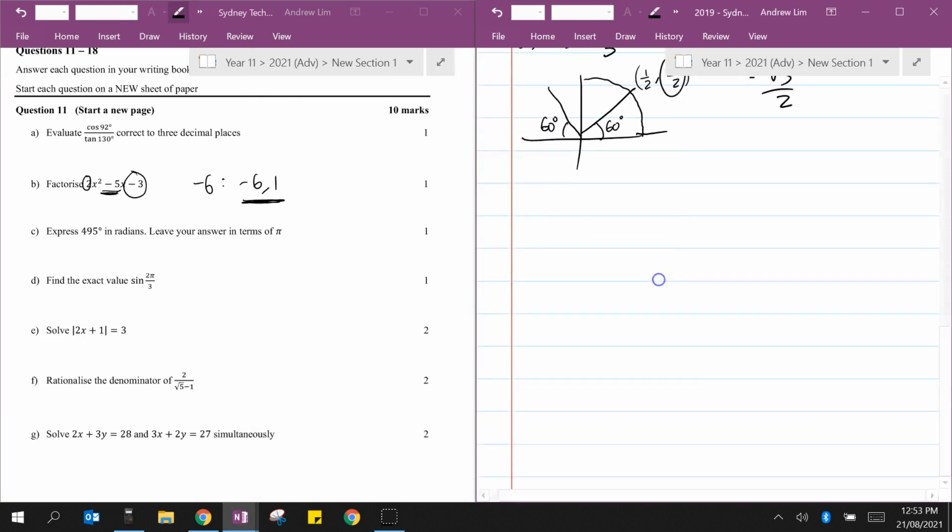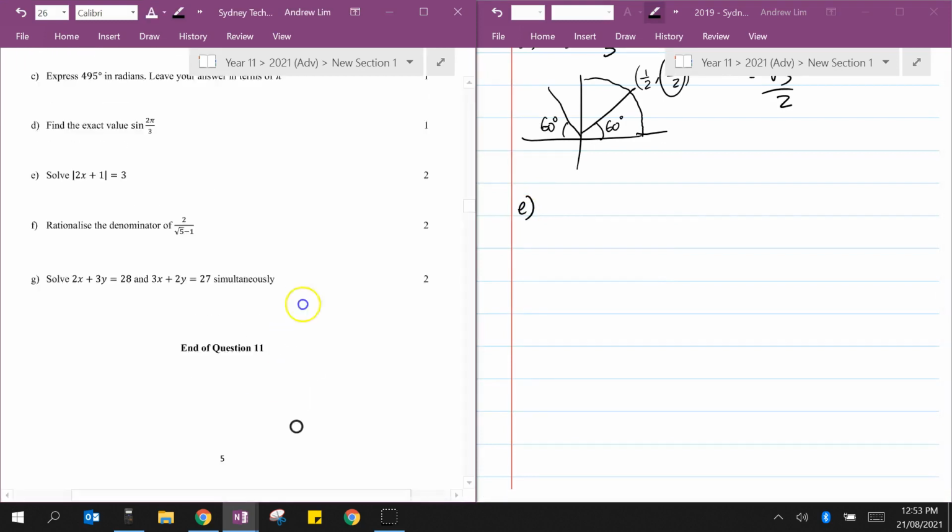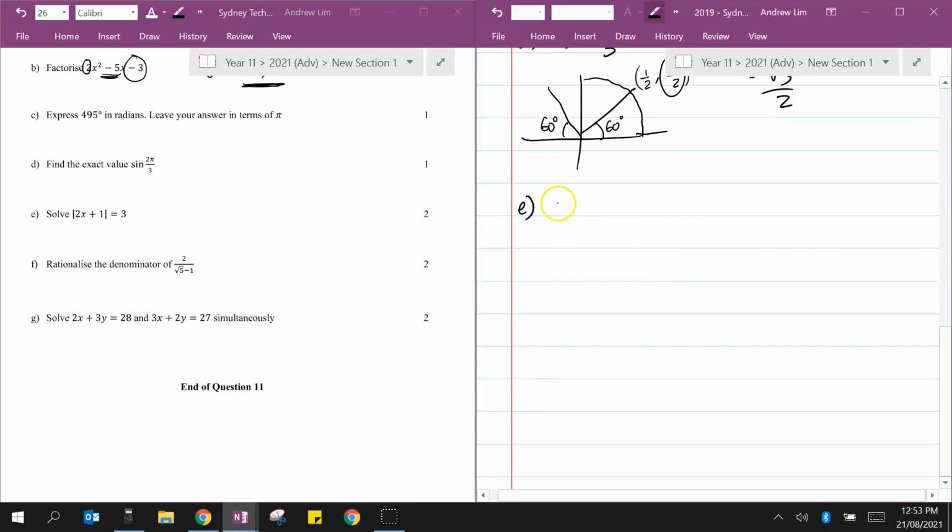Question E. Solve the absolute value of 2x plus 1 is equal to 3. So that means 2x plus 1 has to equal to 3, or 2x plus 1 has to equal to negative 3. I'm going to solve these two equations. So 2x is equal to 2, x is equal to 1, 2x is equal to negative 4, x is equal to negative 2.